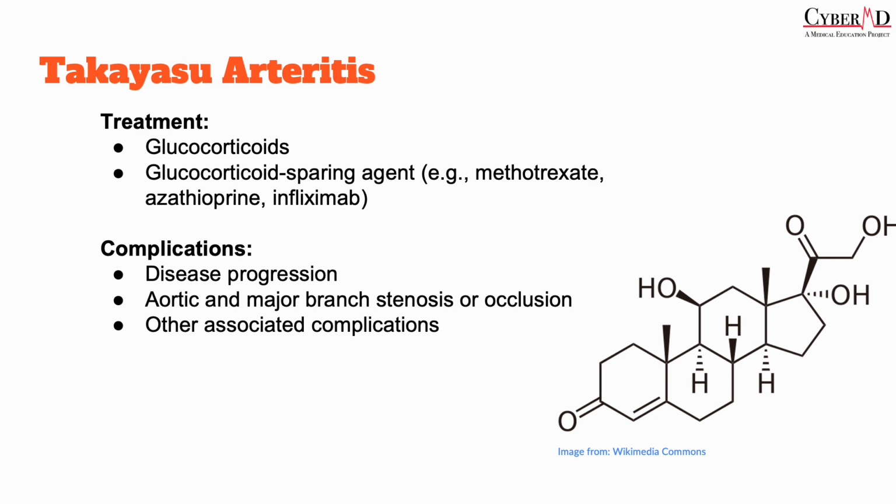Moving on, corticosteroids are the primary treatment for Takayasu arteritis. In addition, a glucocorticoid sparing agent, such as methotrexate, infliximab, or azathioprine, may also be used. And that combination is necessary to prevent side effects of the corticosteroids, which are helping to prevent disease progression.